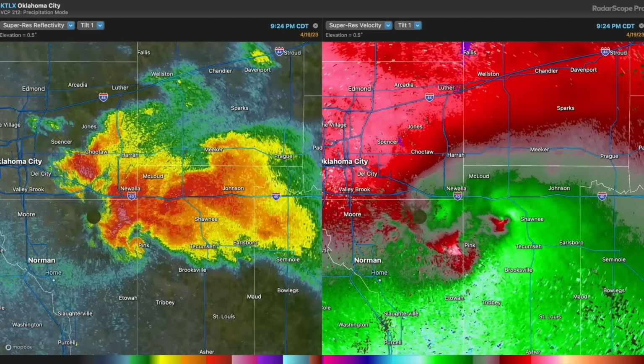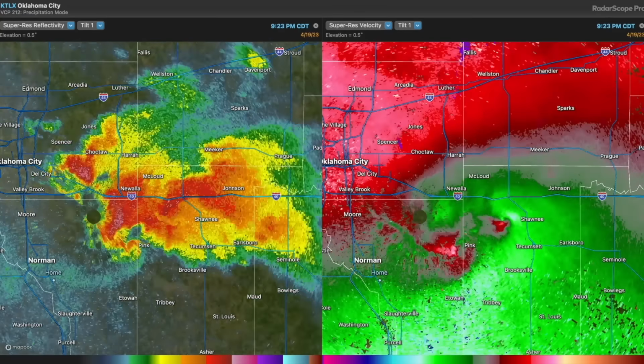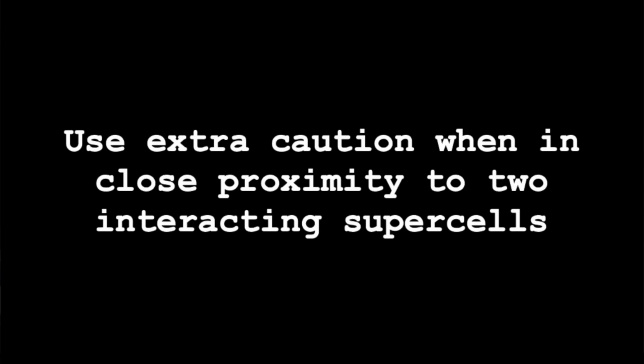Sometimes the two supercells can merge into one after the Fujiwara is complete, which can induce very large hail production or significant tornado genesis. Supercells undergoing a Fujiwara can pose great danger to storm chasers in close proximity to the storms, including erratic tornado motion, so always use extra caution when chasing two supercells in close proximity to one another.